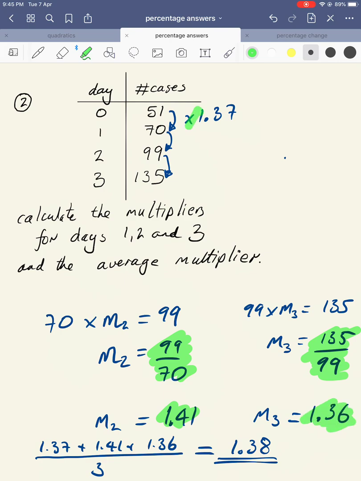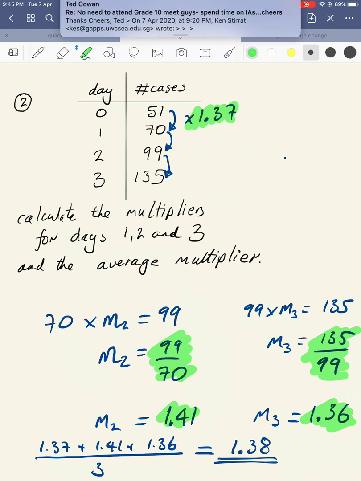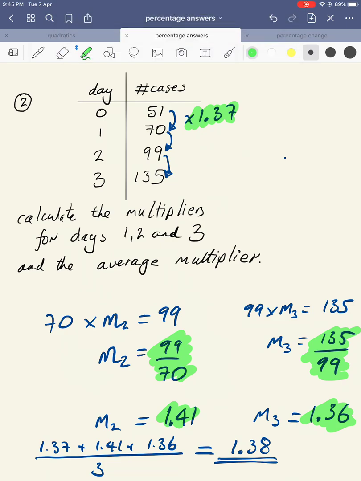What if I use the full accurate answer? And the same with the 1.37. If I didn't round all of those and I found the average, you'll find that if you use the full accurate answers and you rounded the final answer to 2 dp, it will still be 1.38. So we've not lost any accuracy by rounding there before the final. But it's always good to think about it. Okay, so 1.38 is the multiplier.